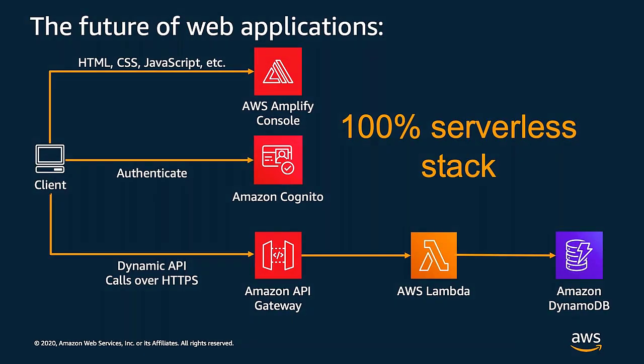HTTP APIs form the core of what we see as the future of web applications. Your static assets, such as HTML, CSS, JavaScript, or even single-page applications, can be hosted on the AWS Amplify console. Authentication can be managed by Amazon Cognito. Your client connects to Amazon Cognito to authenticate itself and then uses the authentication information to make a dynamic API call over HTTPS to Amazon API Gateway. On the back end, API Gateway passes that request to your AWS Lambda function, which performs the read, write, or update to your Amazon DynamoDB table.